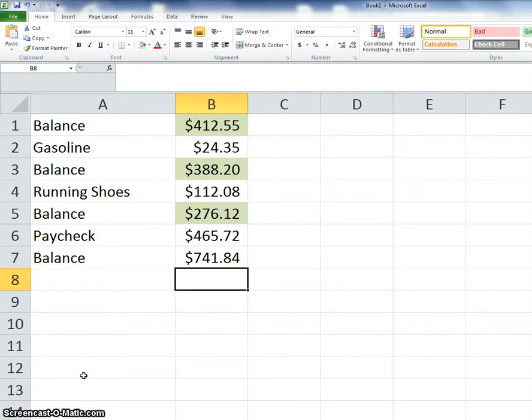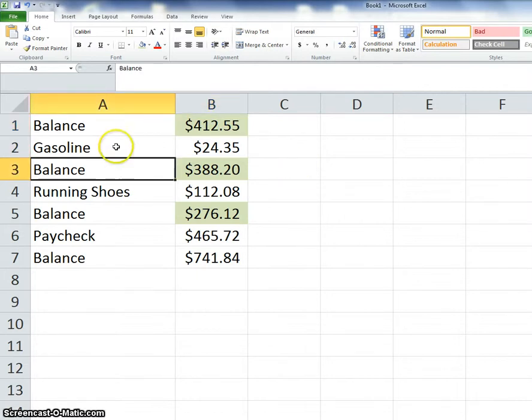So your assignment is to start out, put balance in A1, put $412.55 in B1. Then you need to make 7 purchases, one at a time. So buy one thing, and then you have to find the balance. Then buy another thing, and find the balance. At some point, you're going to need to stick in a paycheck. The paycheck cannot be worth more than $500. Save it as last name checkbook, and then turn it in.